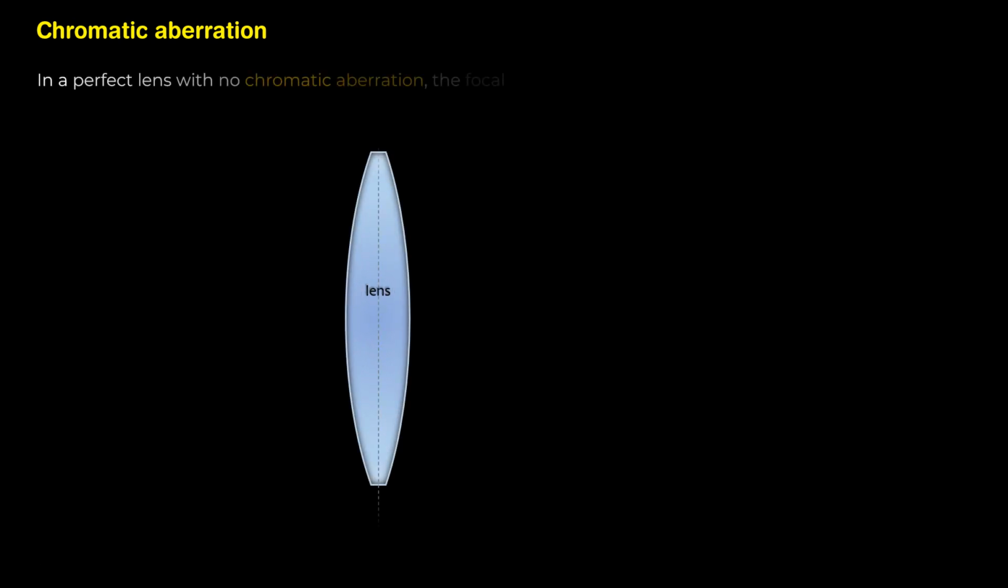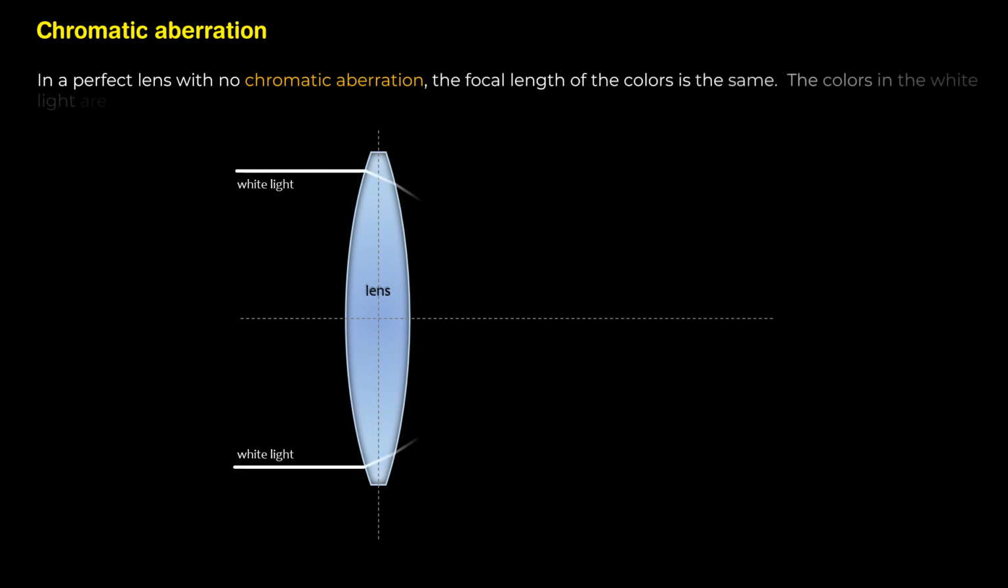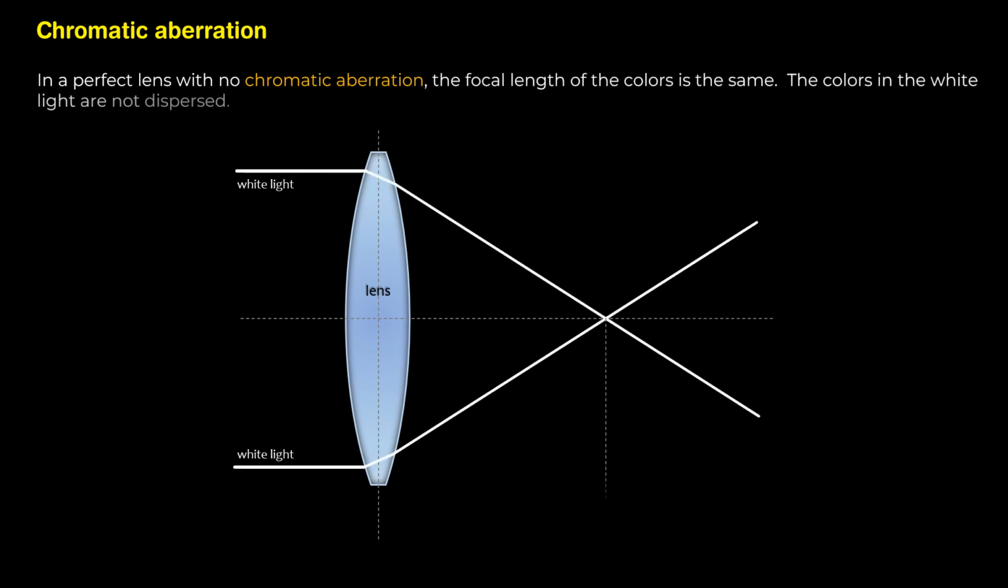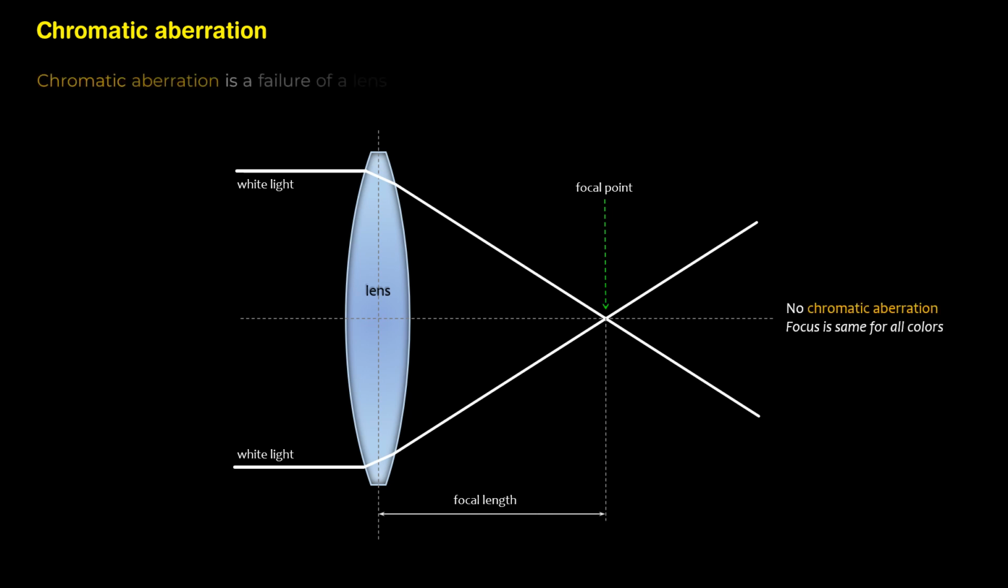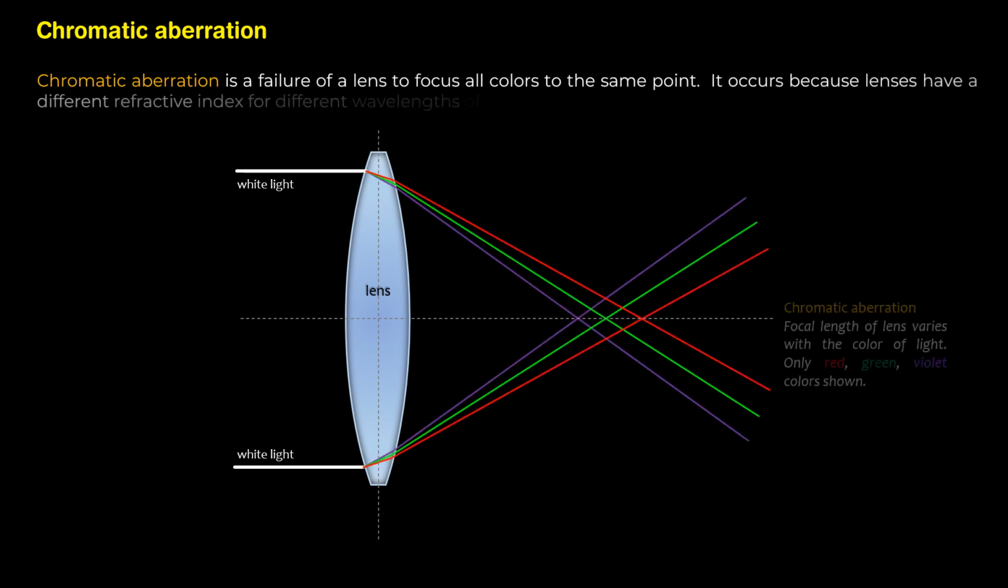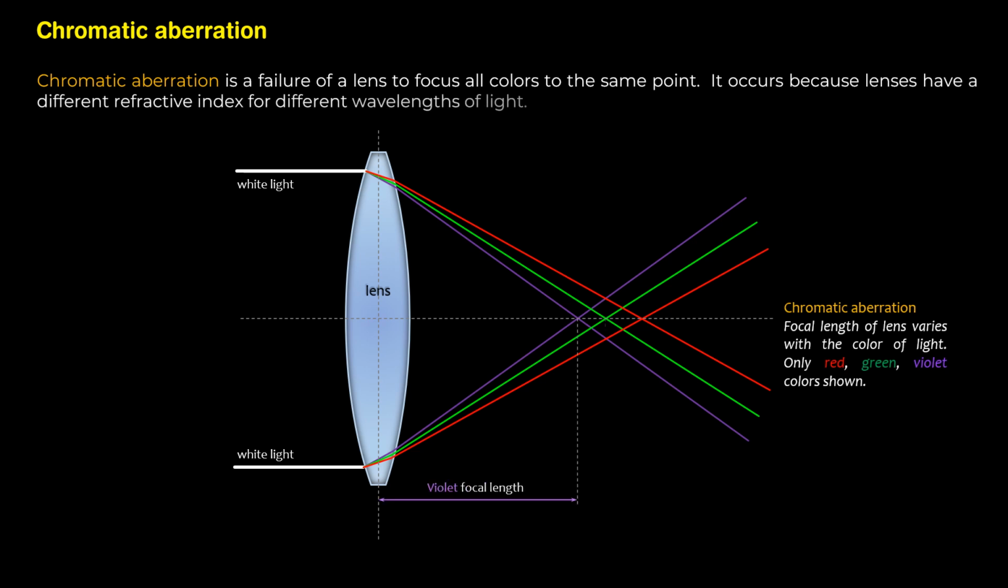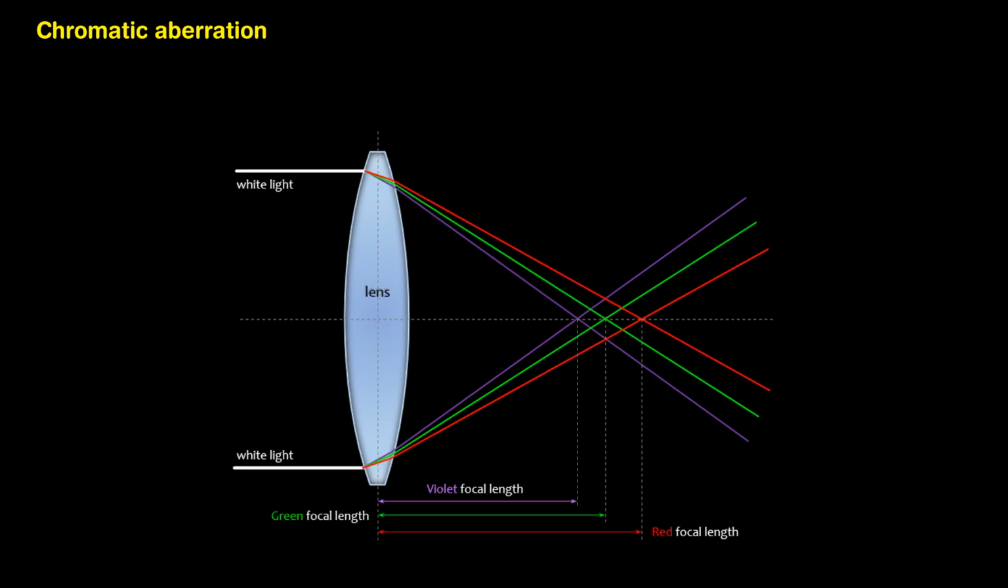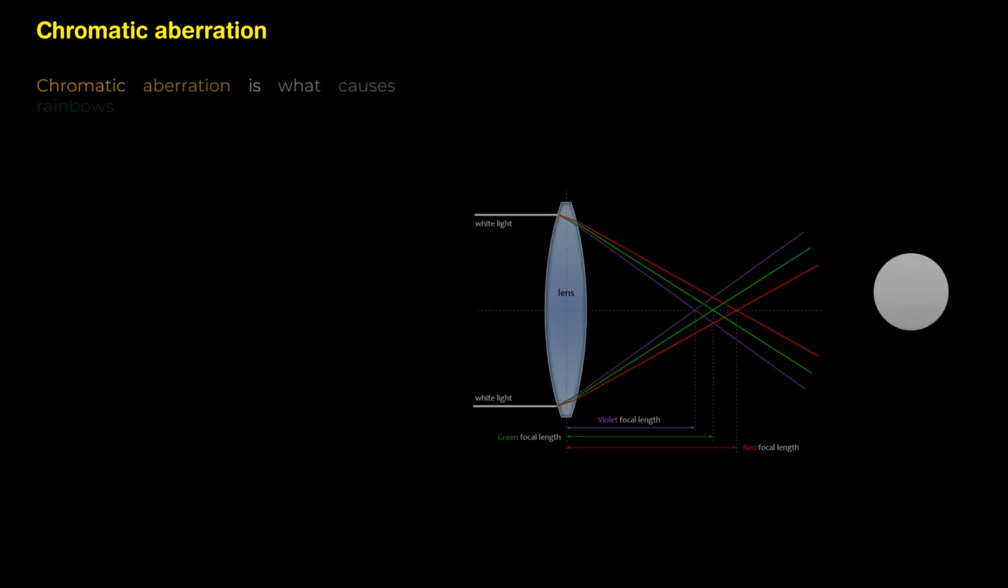In a perfect lens with no chromatic aberration, the focal length of the colors is the same. The colors in the white light are not dispersed. Chromatic aberration is a failure of a lens to focus all colors to the same point. It occurs because lenses have a different refractive index for different wavelengths of light. Chromatic aberration is what causes rainbows.